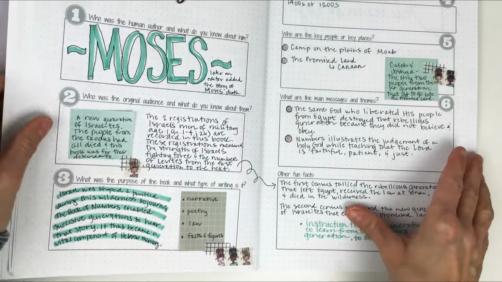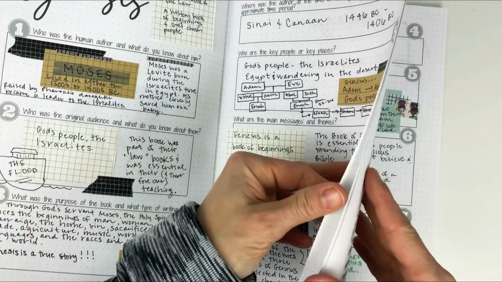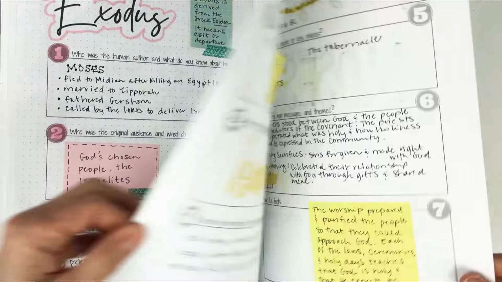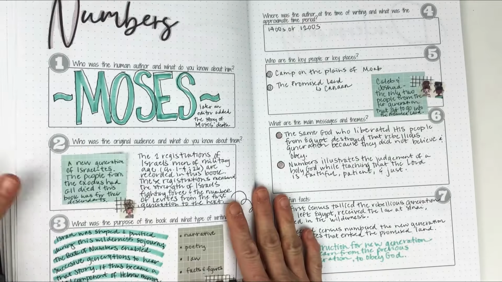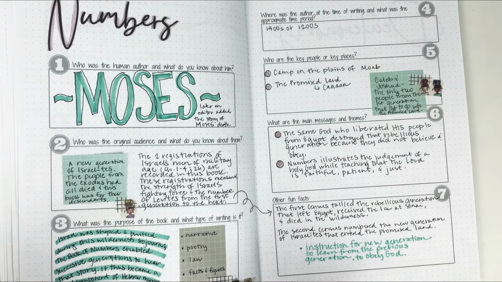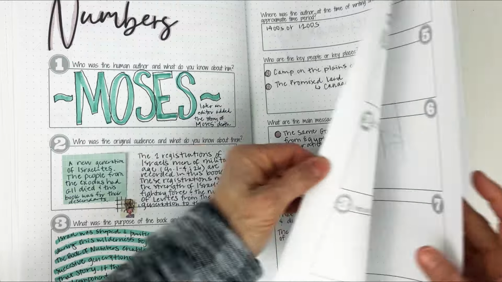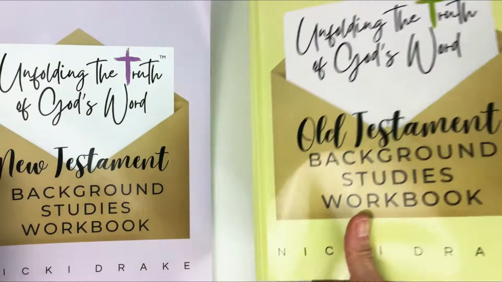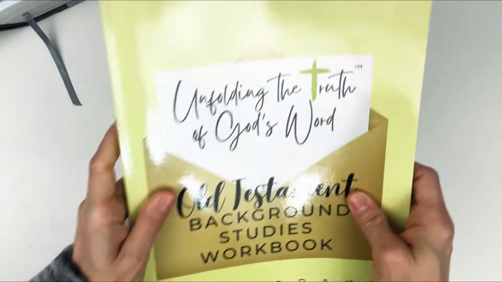We have done Numbers now. So we have Genesis, we have Exodus, we have Leviticus, and we have Numbers. Wow, this was fun. Okay, so stay tuned because I will be doing Deuteronomy with you sometime in the future.